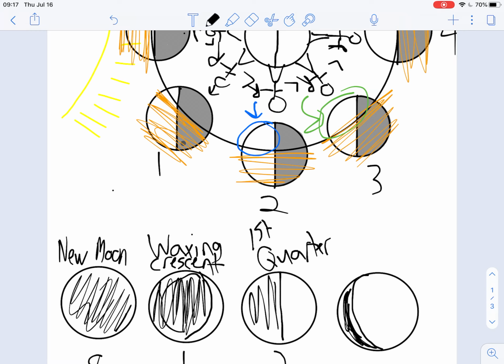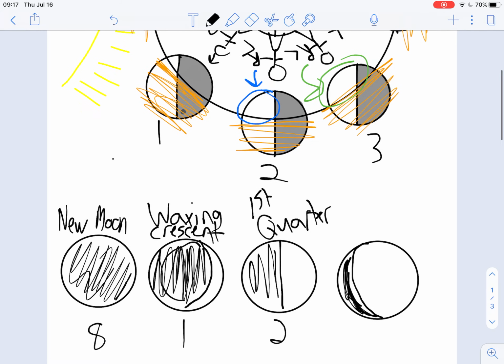So on our drawing, we're going to draw something like this. Right? Because this is called a gibbous. We'll call that position 3. And this is a waxing gibbous.